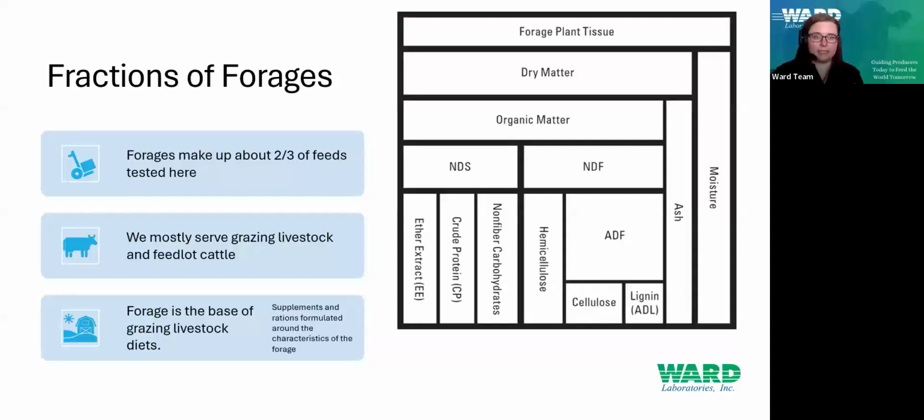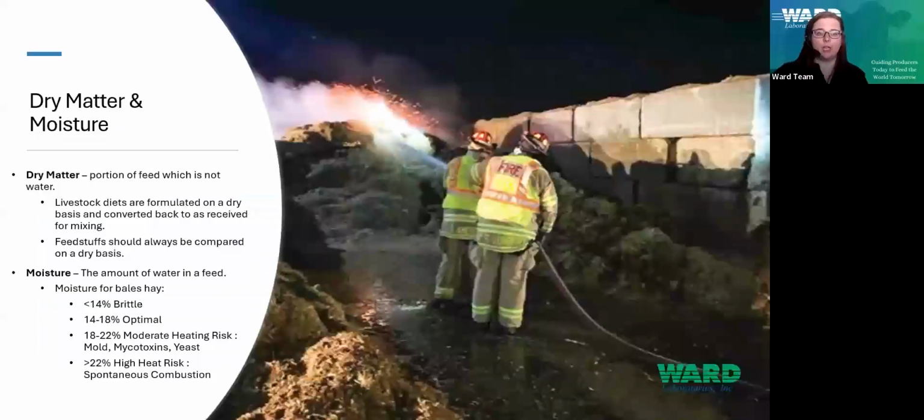When we are testing forages with beef cattle in mind, we're usually testing to see how we want to mix a ration. If we're on the feedlot side of things, or if we're on the cow-calf side of things, we're looking at supplementation, whether that's protein and energy needs or our mineral supplementation as well. So first, we're going to take a look at dry matter and moisture.